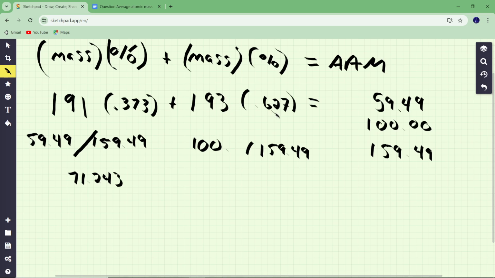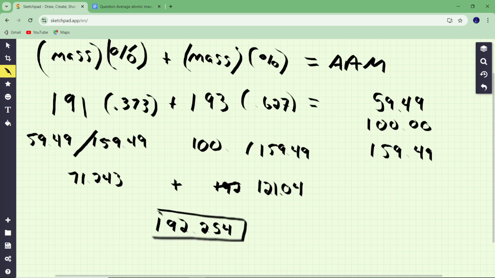The mass that's going to come from the 193 ends up being 121.04. And then we would just have to add these two numbers together. Okay, so we take this 71.243 plus 121.04, and that'll give us a total of 192.254. Okay, and this is our average atomic mass and our answer.